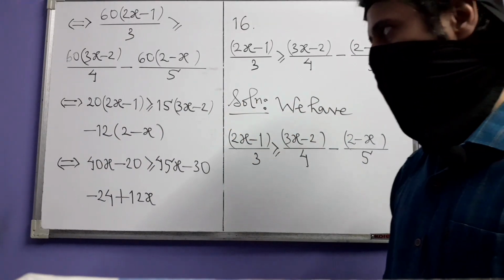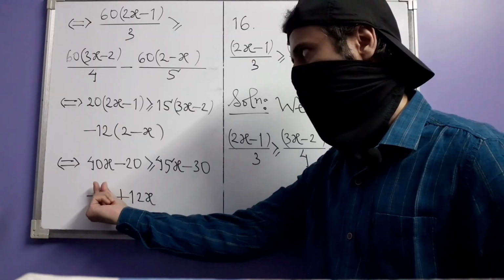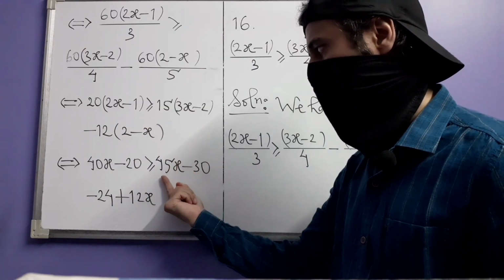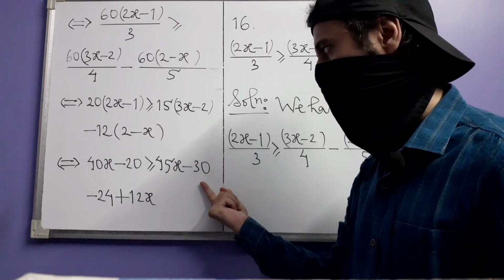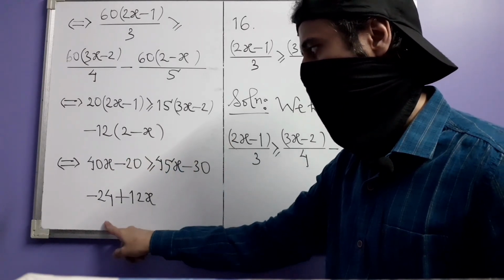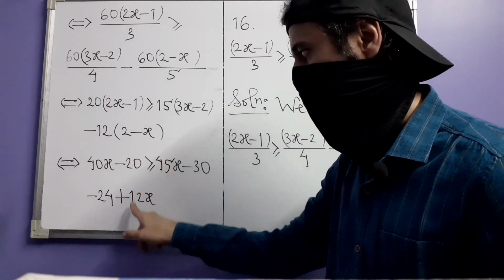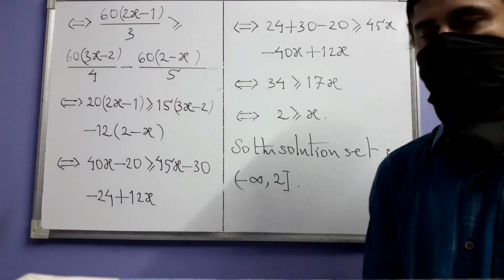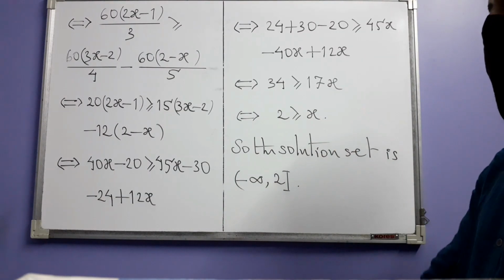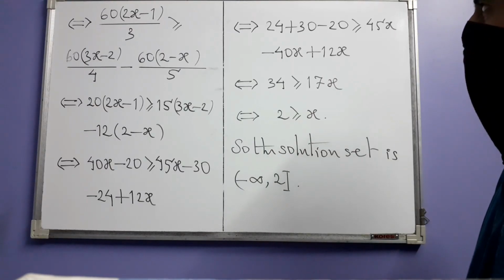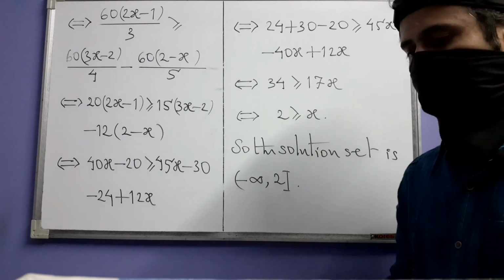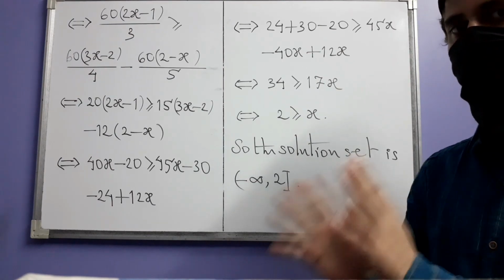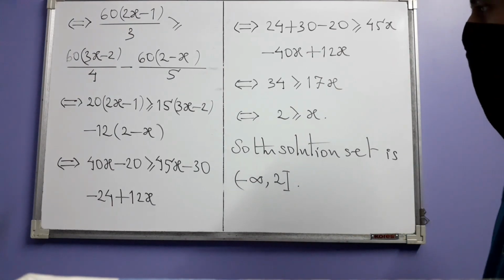And then we do the multiplication. This is 40x minus 20. 3 times 15 is 45, 45x minus 30 minus 24 plus 12x. And then in the next step we do 3 things simultaneously. The aim, of course, is to bring all the terms having x to one side and push everything to the other side. That's the aim.